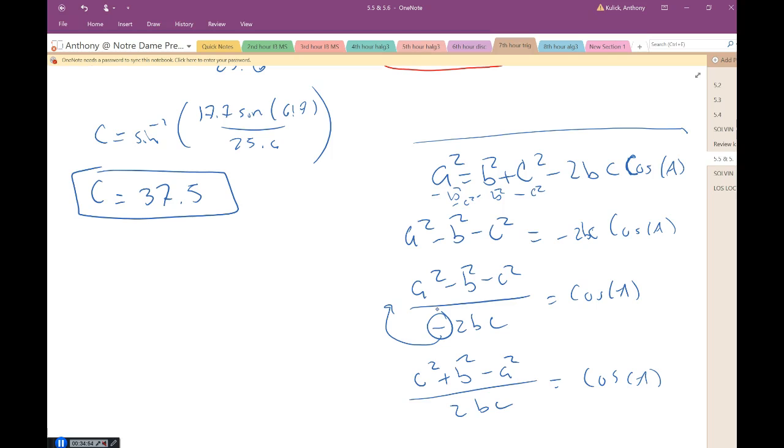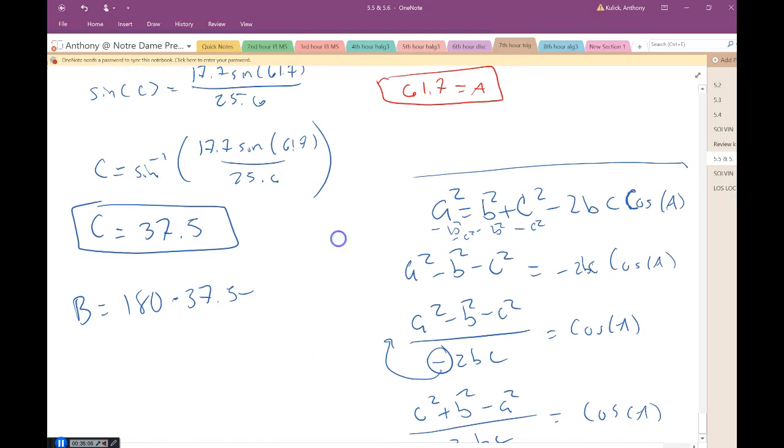And now I can find angle B. How can I do that? Yeah, I just subtract from 180. Don't let me catch you trying to do the law of sines or cosines again when you can just subtract. That's one of those, oh, you just wasted a whole bunch of your time.